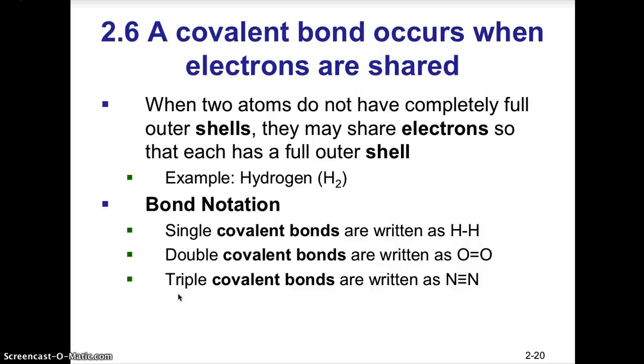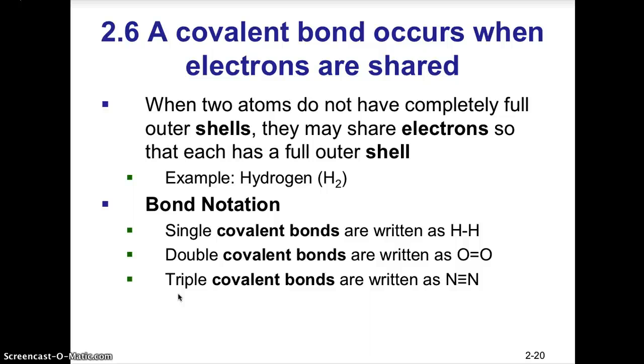The other type of bond formation is covalent bond formation, and it occurs when electrons are shared. When two atoms do not have a completely full outer shell, they must share electrons so that each has a full outer shell of electrons. Covalent bonds are formed when a nonmetal is combining with another nonmetal. And we have an example, hydrogen gas, that we'll look at.